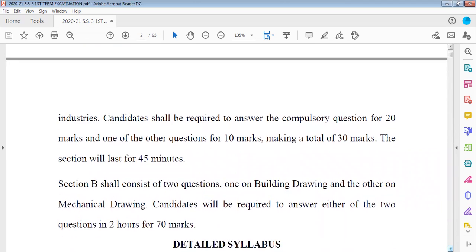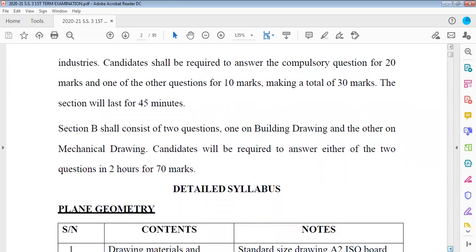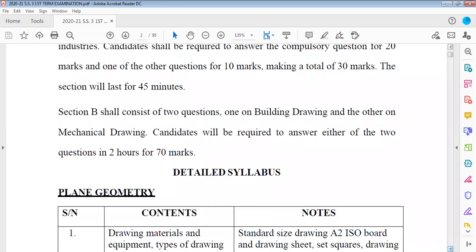Section B now consists of 2 questions, one on building drawing and the other on mechanical drawing. So you have to answer one. It's either you answer building drawing if that is what you were taught, or you answer mechanical drawing if that is what you were taught. Each of them carries 70 marks, and you have to spend 2 hours on that.